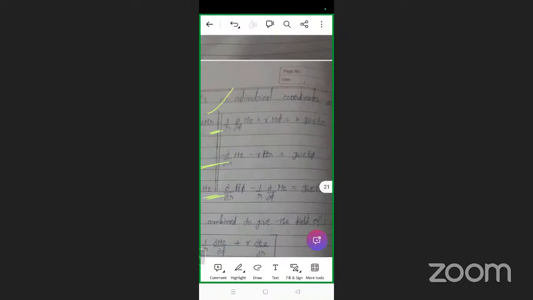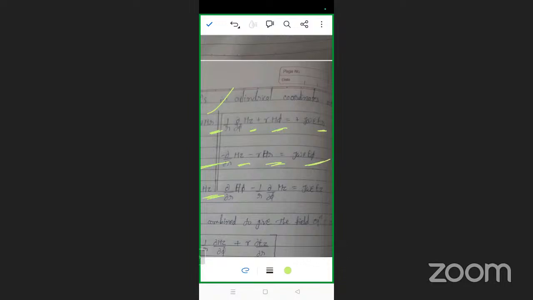What are the remaining three magnetic field equations? What is the first equation? 1 by r, dou by dou phi of Hz plus gamma H phi equals to plus j omega epsilon Er. This is the first equation in the magnetic field. LHS has Hz and H phi, RHS has the R component. In the second case, minus dou by dou r of Hz minus gamma times of Hr equal to j omega epsilon times of E phi. Here the Z component and R component are in the LHS, phi component in the RHS.